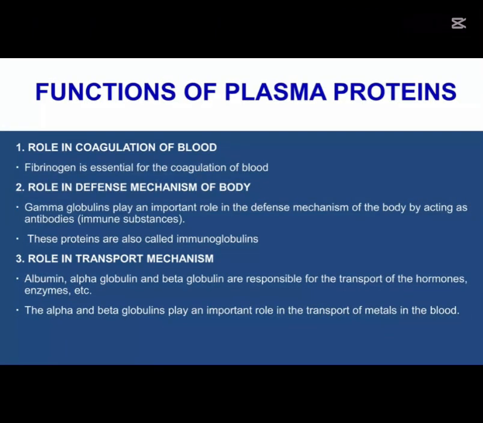The next one is the function of plasma protein. The easiest one to know is coagulation, the formation of blood clot. So fibrinogen helps in the formation of blood clot. In coagulation, you convert prothrombin to thrombin, and you convert fibrinogen to fibrin. Fibrin forms the meshwork on the wound, which stays.